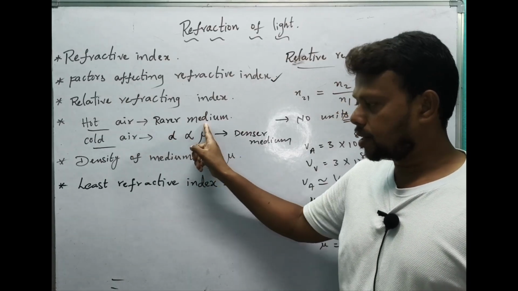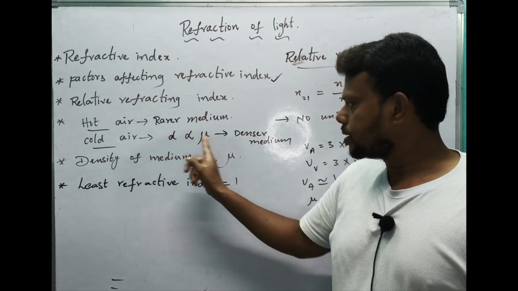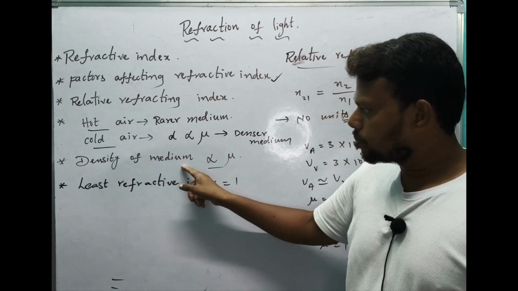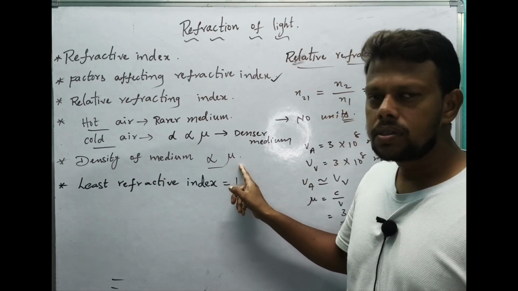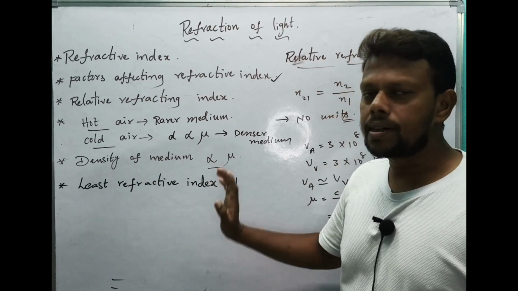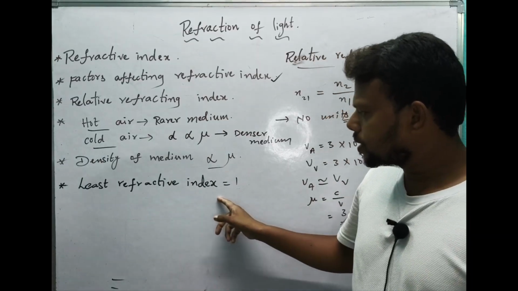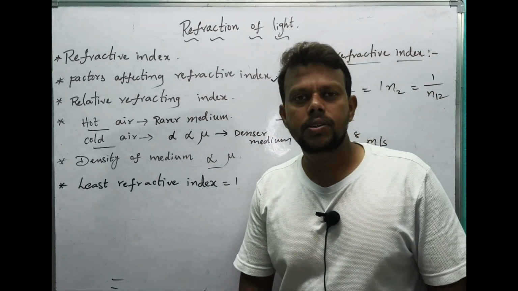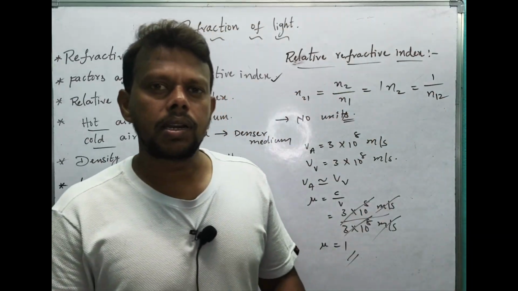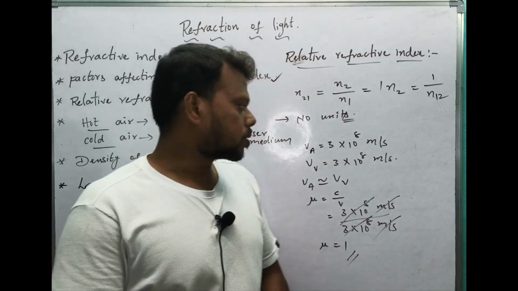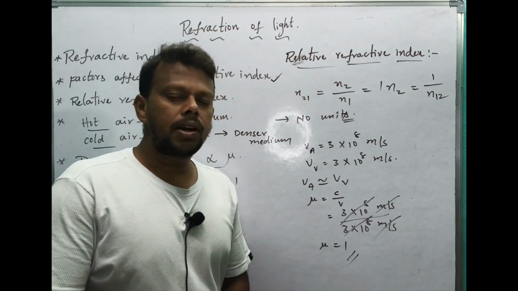Hot air is a rarer medium. Cold air is a denser medium. The refractive index of the medium is directly proportional to the density of the medium. The least refractive index is 1. The refractive index is never less than 1. It is always equal to 1 or more than 1. This is what we have learned in this class.